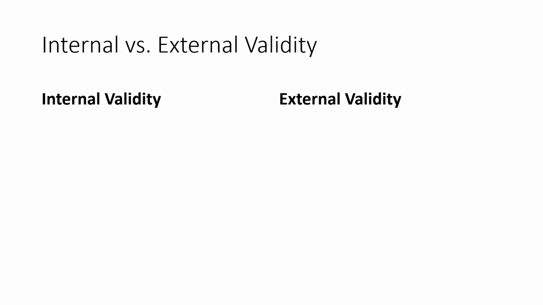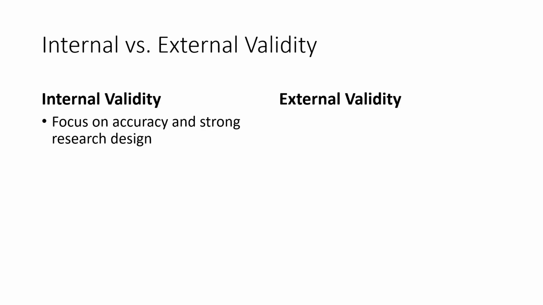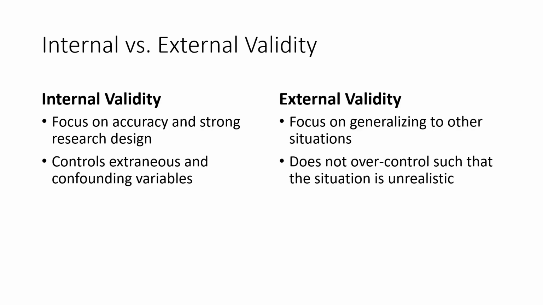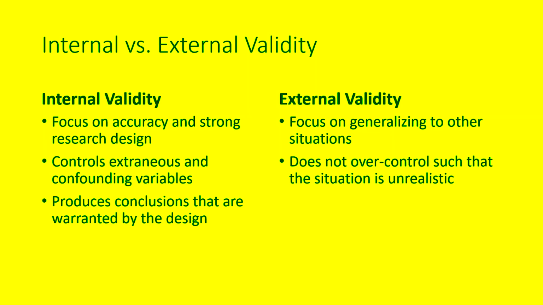So let's compare internal and external validity just a little bit more. So internal validity, the researcher is focused on accuracy and a really strong research design, whereas external validity, the focus of the researcher is on generalizing to other situations. In internal validity, the researcher is trying to control the extraneous and confounding variables, but in external validity, the researcher is careful not to over-control, such that the situation is so unrealistic it couldn't be applied outside of the lab.